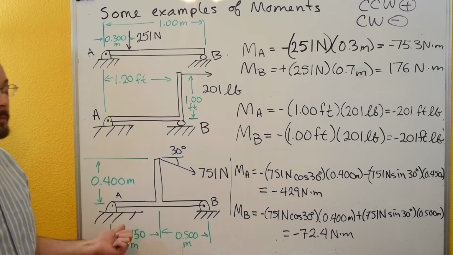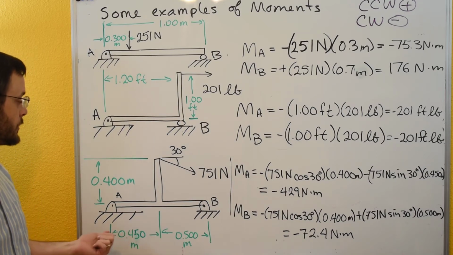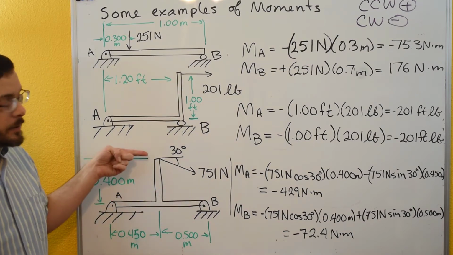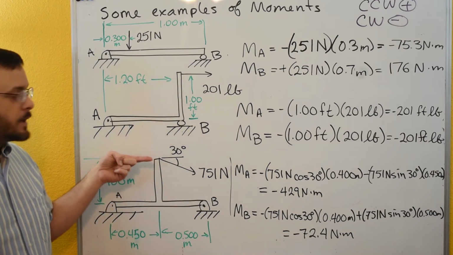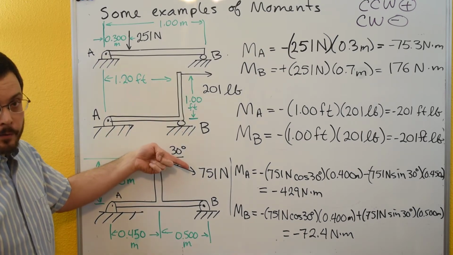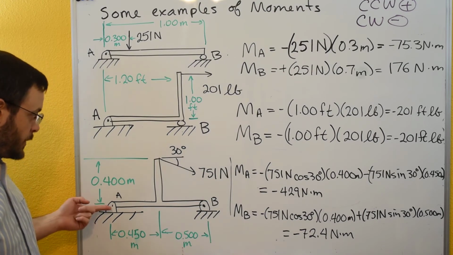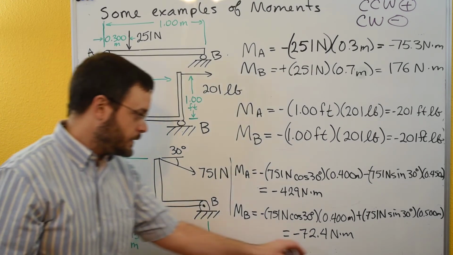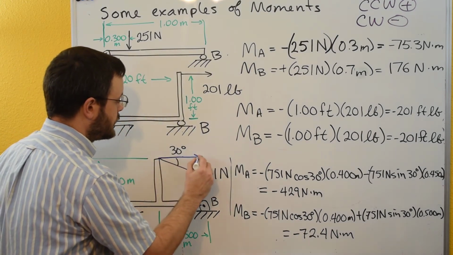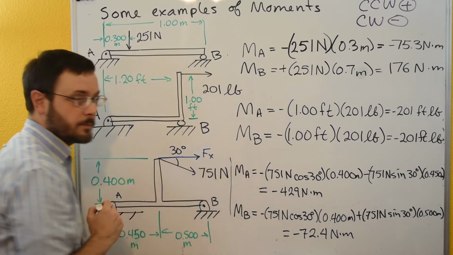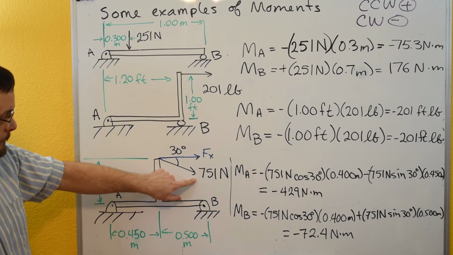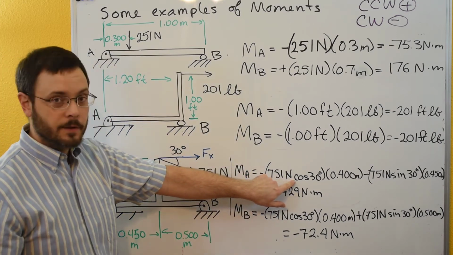Now let's look at a slightly more complicated example down here. So we have a beam that's kind of an inverted T shape, and then we have a force that's going in both the x and the y. So 751 newtons at an angle of 30 degrees under the horizontal. Let's calculate our moment about A. So we can do this again by breaking this force up into an x component and a y component. So let's look at the x component first. So the x component is going to be 751 times cosine 30. So that's our Fx.